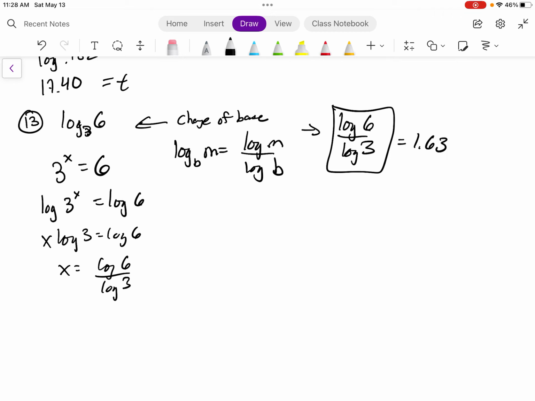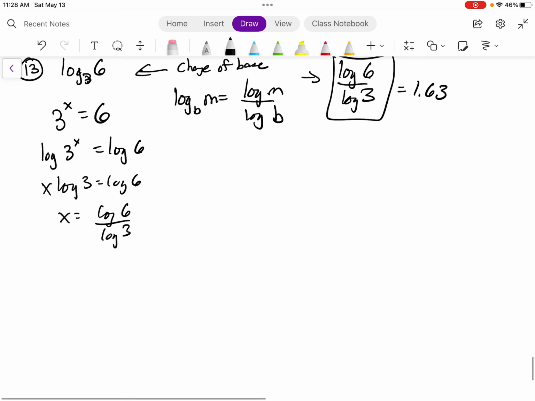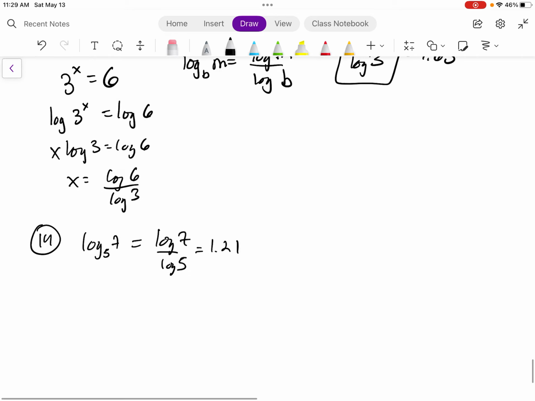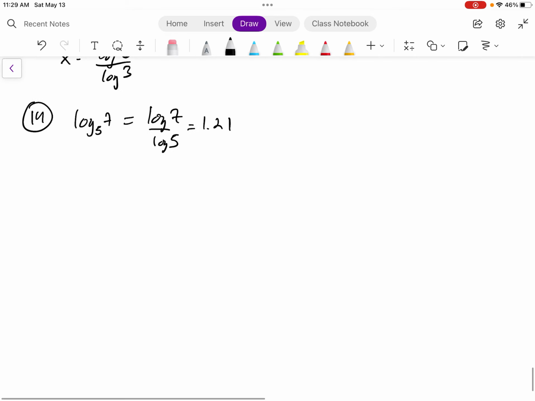Okay, so next one, you do the exact same thing. Log base 5 of 7. Well, that's just log of 7 over log of 5. Done. Don't have to do anything fancy with this one. And this is about 1.21. So just use your calculator for those.